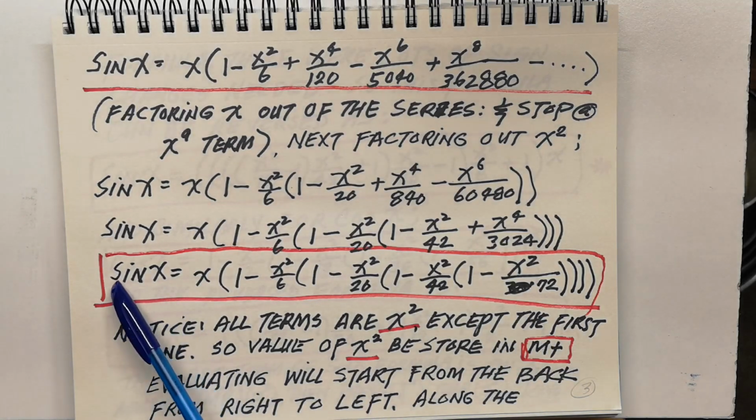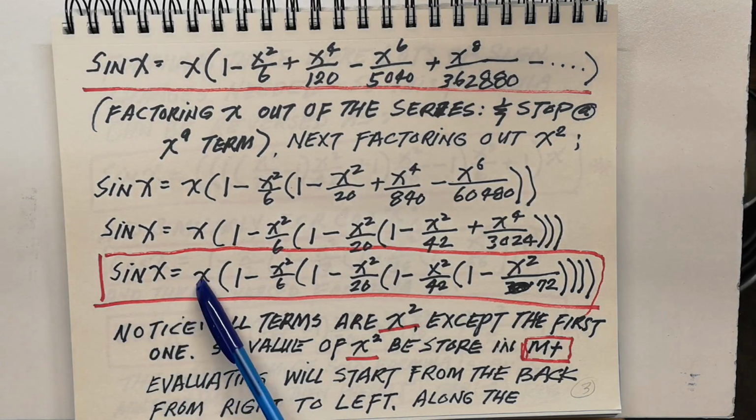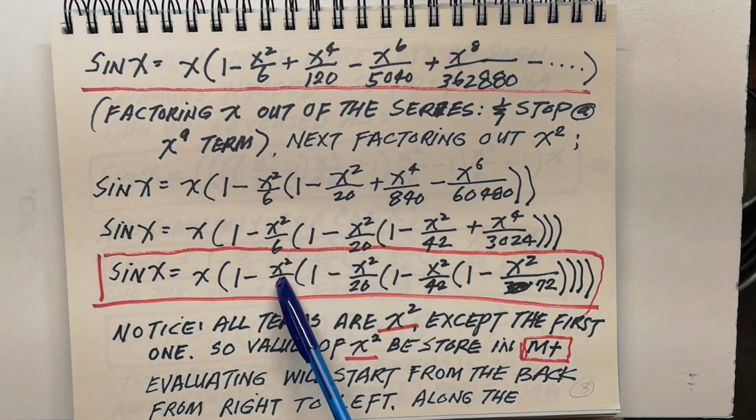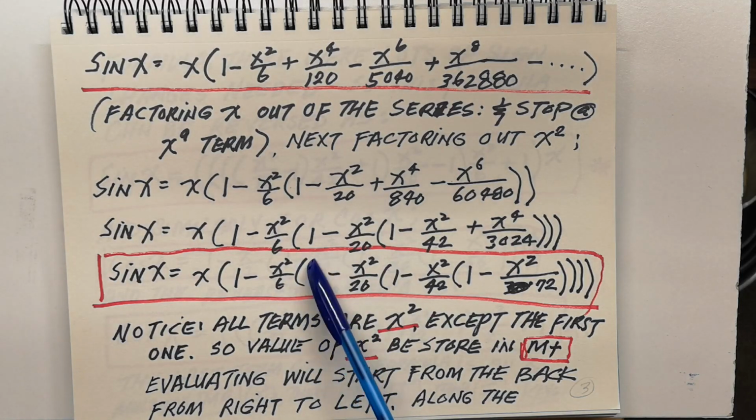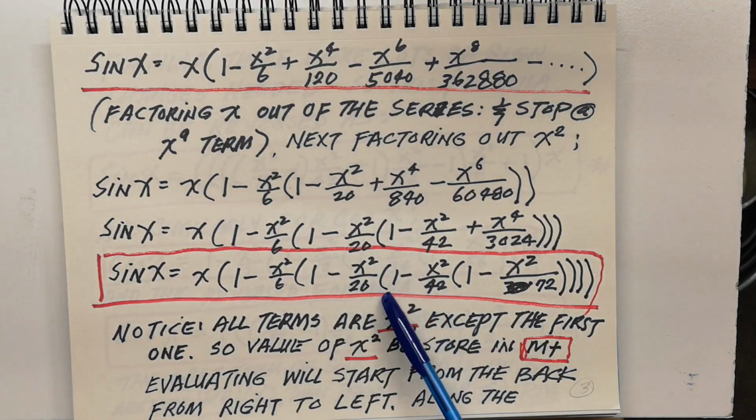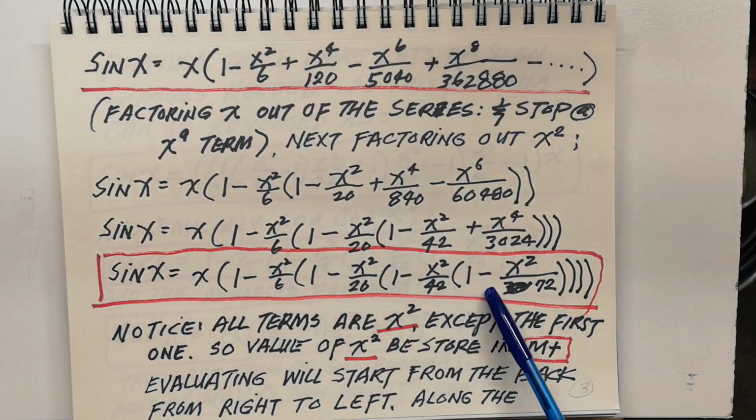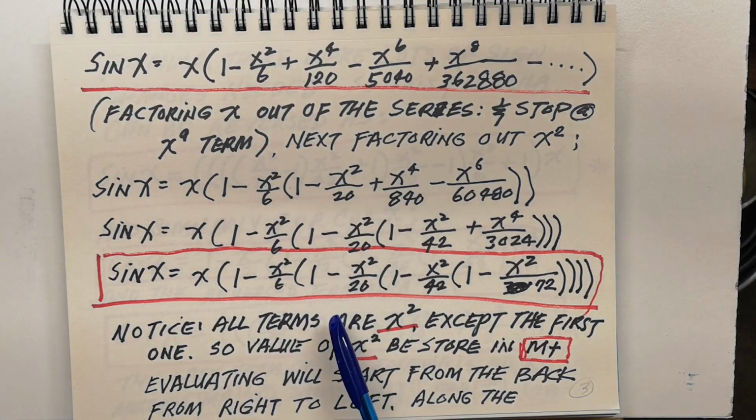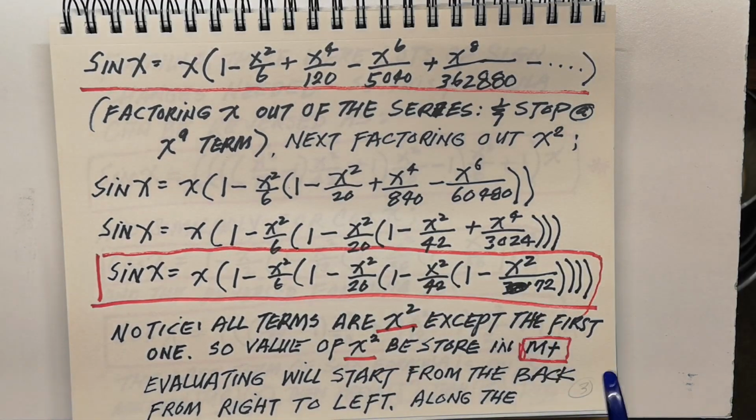And finally, sine x equals x quantity 1 minus x squared over 6 multiplied by quantity 1 minus x squared over 20 multiplied by quantity 1 minus x squared over 42 multiplied by quantity 1 minus x squared over 72, and 4 closing parentheses. Notice that all the terms now are in x squared except for the first one.